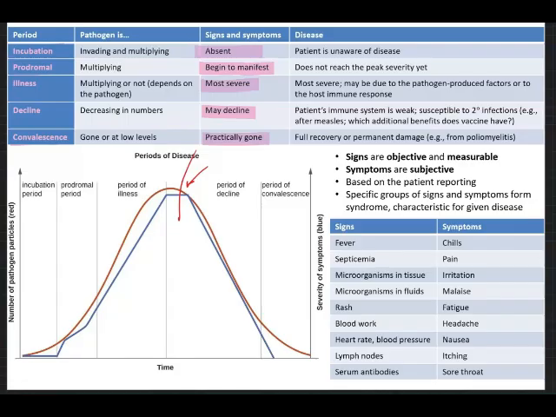Now, why did I say that this graph is wrong? So this graph shows you that the clinical manifestation corresponds to the number of infectious particles, right? It's not true. You can't make this generalization. Sometimes it does, sometimes it doesn't.